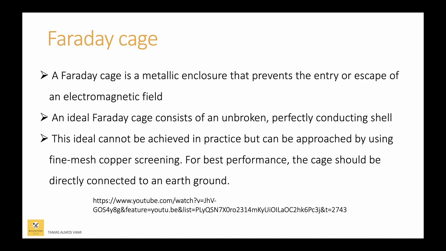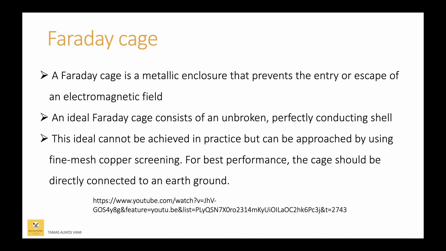So I said that we should discuss a little bit about metals. So going on to the Faraday cage. A Faraday cage is a very interesting concept. It's a metallic body that prevents the entry or the escape of an electromagnetic field. The ideal Faraday cage would be an unbroken, perfect conducting shell, but usually this cannot be done. And what people do is that there is some fine meshed, usually copper screen. And if the cage is connected to the earth, then it works very nicely.